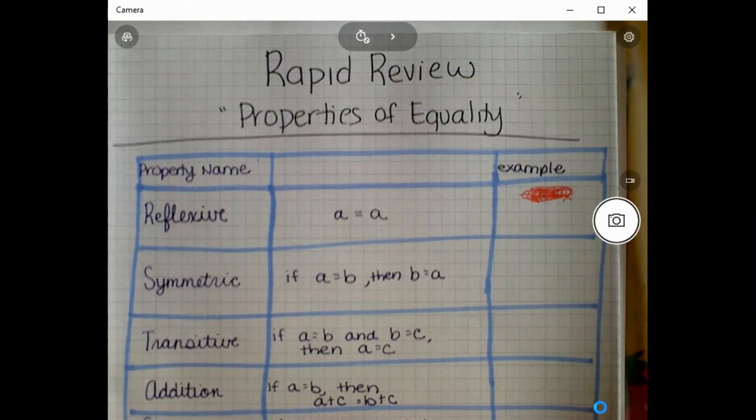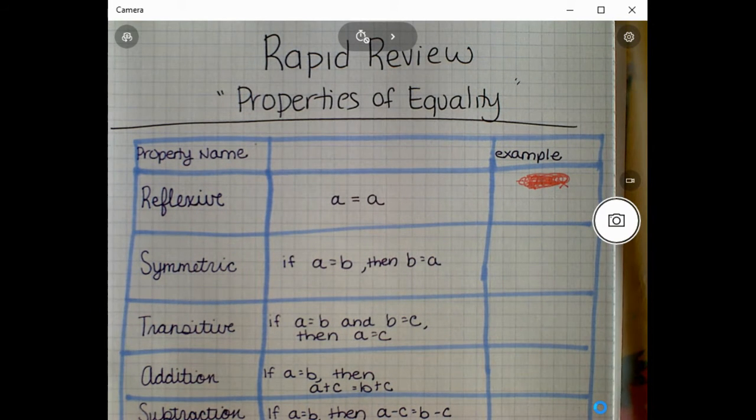Hi, we're going to talk about properties of equality today for a few minutes. We've talked about some other properties before. We talked about the commutative property where the order can change. We talked about the associative property where groups can change, and we talked about the distributive property a lot. But these properties are specifically for equality, so solving equations.